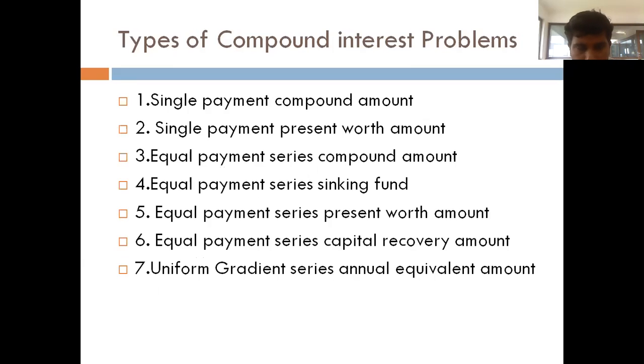Next we will be studying something very important from the point of view of examinations. There are 7 types of compound interest problems. First, single payment compound amount; second, single payment present worth amount; third, equal payment series compound amount; fourth, equal payment series sinking fund; fifth, equal payment series present worth amount; sixth, equal payment series capital recovery amount; and seventh, uniform gradient series annual equivalent amount.